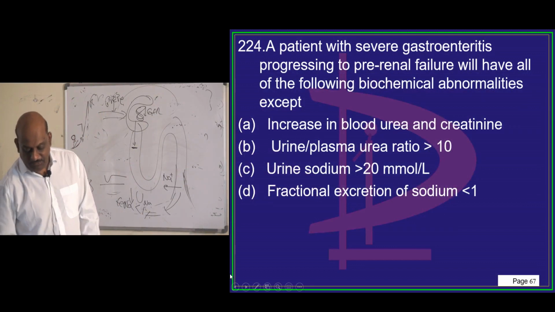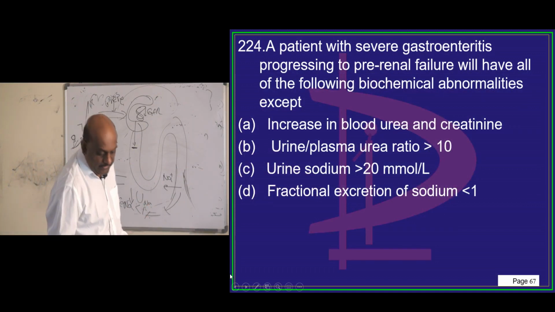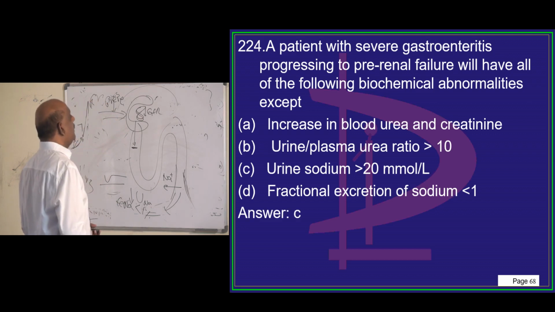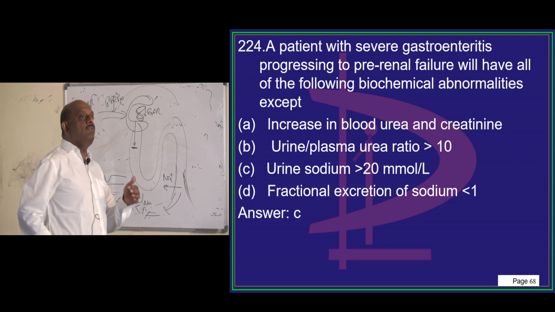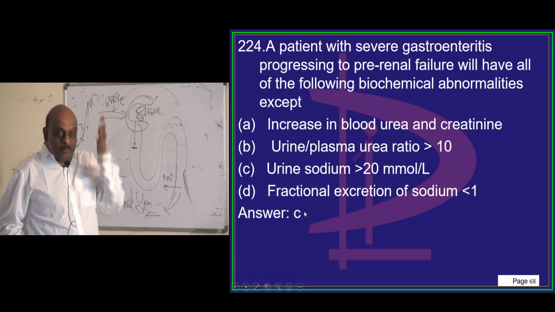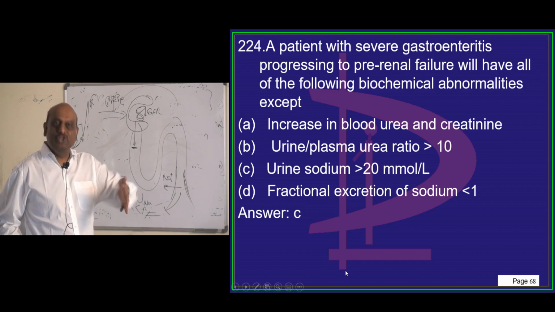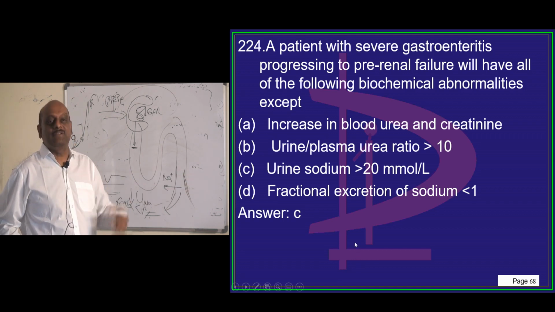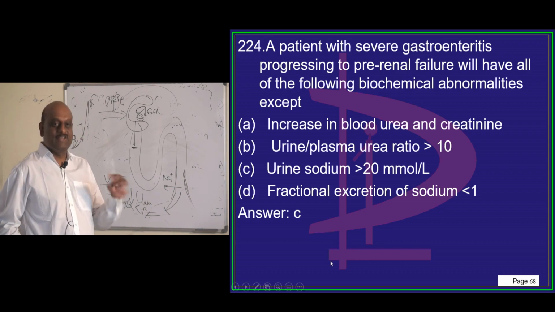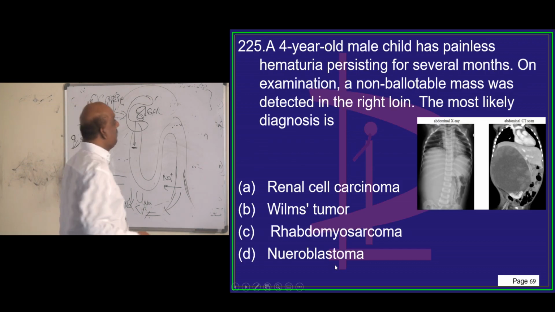So what is the exception about it, doctor? Regarding this condition, you should remember that urinary sodium will be less than 20, because tubules are functioning and tubules lead to the reabsorption of the sodium. So urinary sodium will be less than 20 in case of pre-renal failure, is what you have to remember.